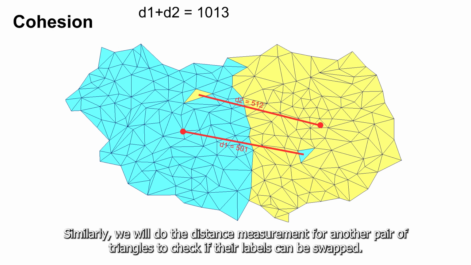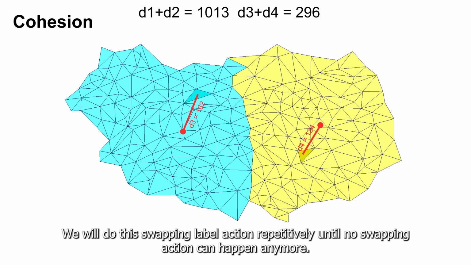Similarly, we will do the distance measurement for another pair of triangles to check if their labels can be swapped. We will do this label swapping action repeatedly until no swapping action can happen anymore.